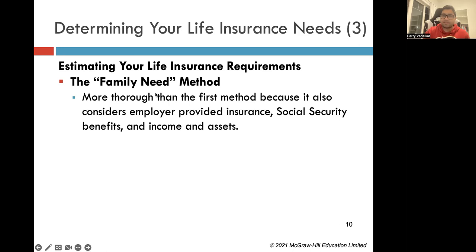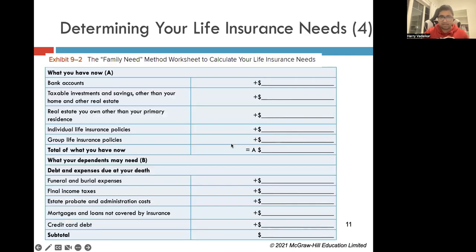The family need method is a more thorough analysis. It is more thorough than the first method because it also considers employer-provided insurance, social security benefits, income and assets. So the family need method is basically how much you have, that is point number A. How much balance you have in bank accounts, how much investments you have, how much real estate you have, right? How much insurance is provided by your employer. You add all of that, that will give you a number.